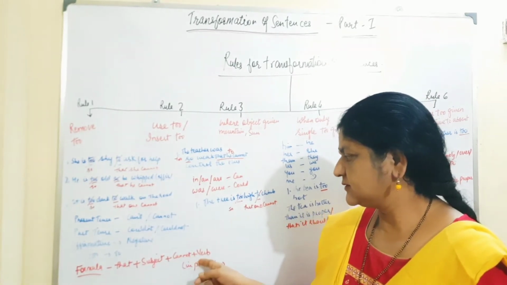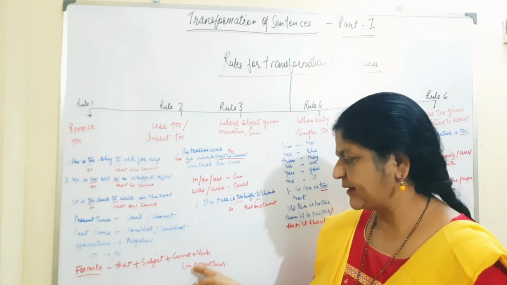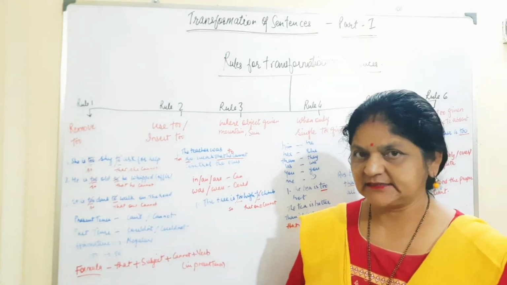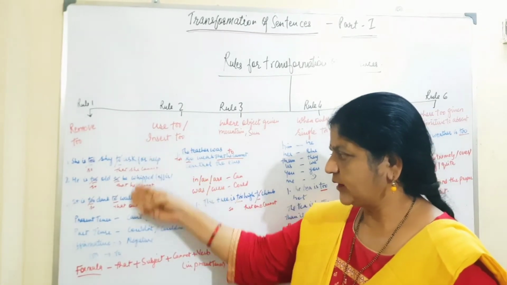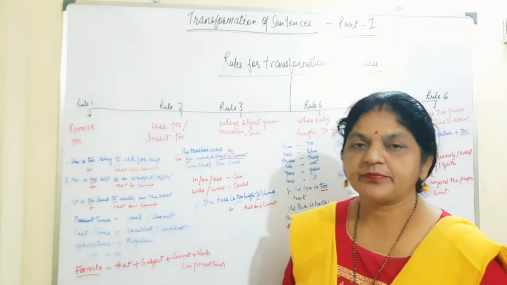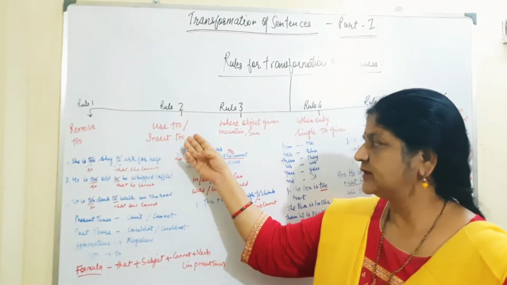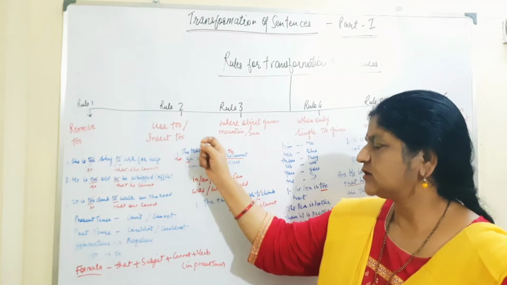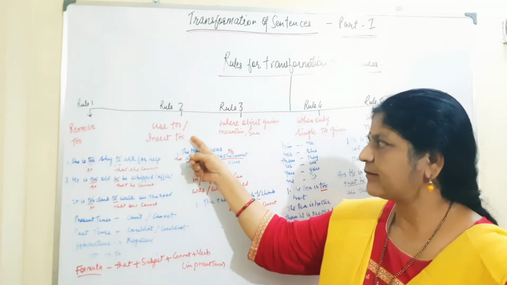This was the present tense. Cannot will be used in present tense and could not will be used in the past tense. I hope rule number 1 is clear to you. Now I move to rule number 2. Here we have to insert to or use to. Now for rule number 2, let us take an example.